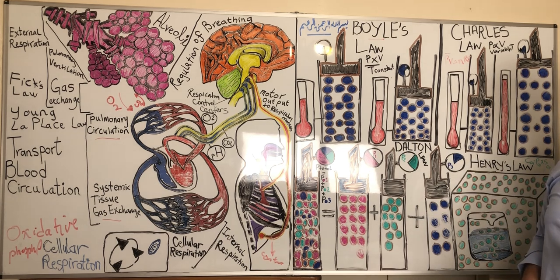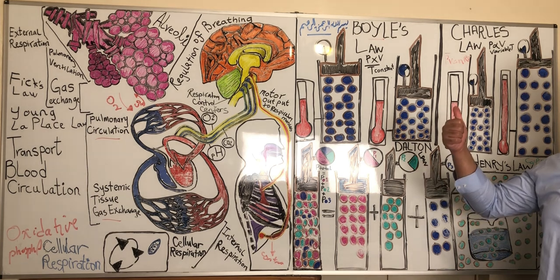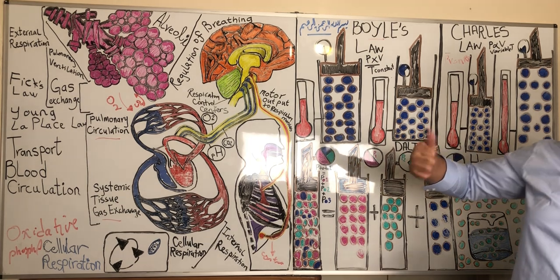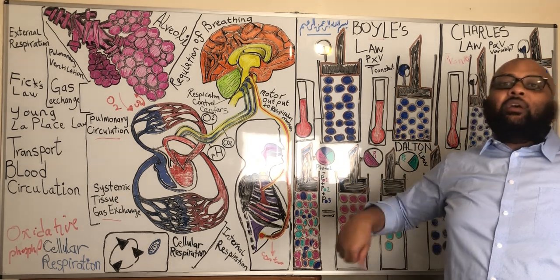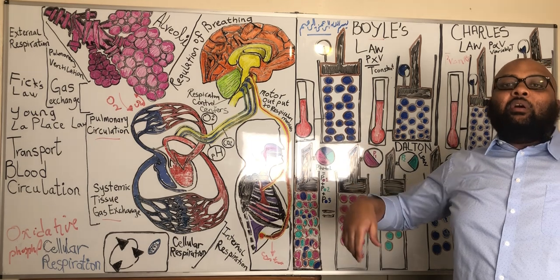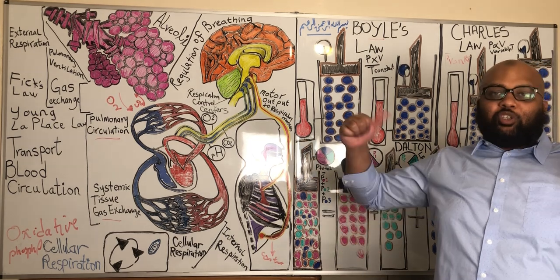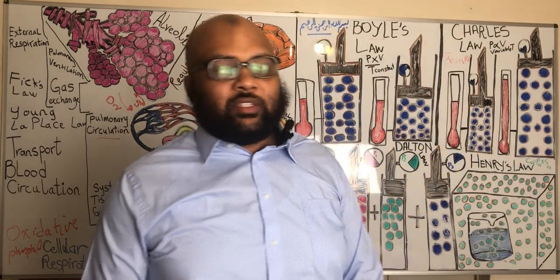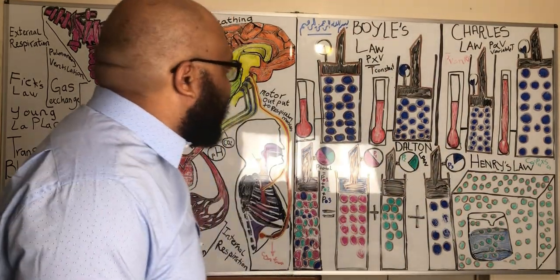If the pressure is constant, if temperature increases, volume increases. Temperature decreases, volume decreases. If the volume is constant, temperature increases, pressure would increase. Temperature decreases, pressure would decrease, if and only if the volume is constant. So that was Charles' law.